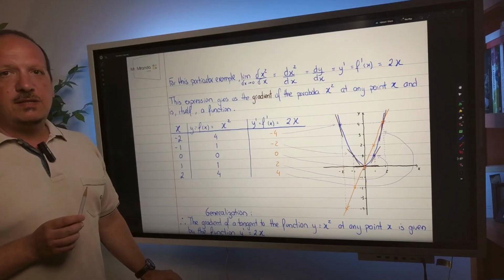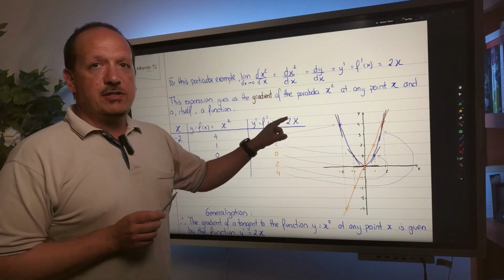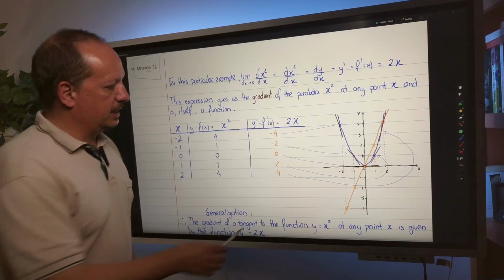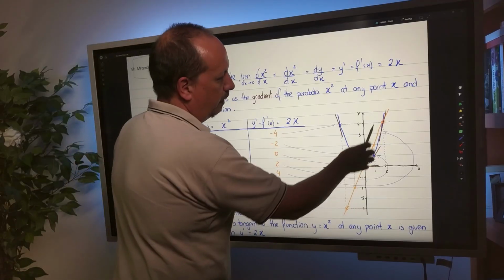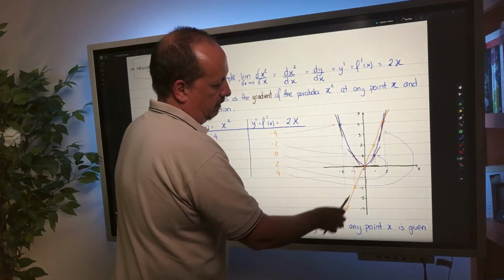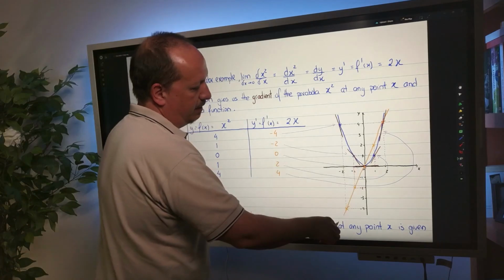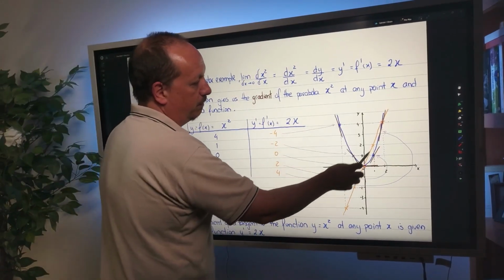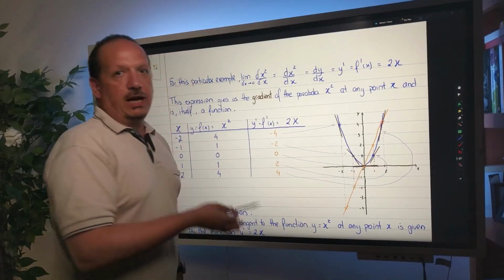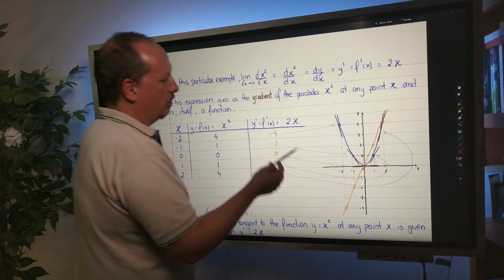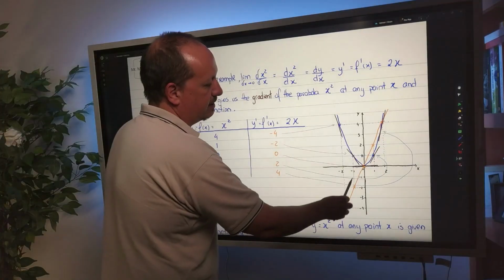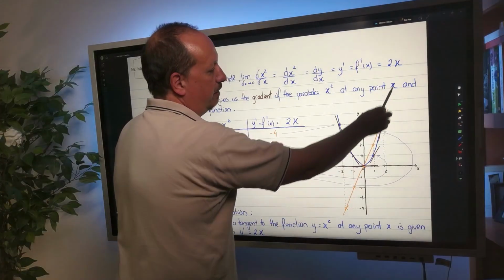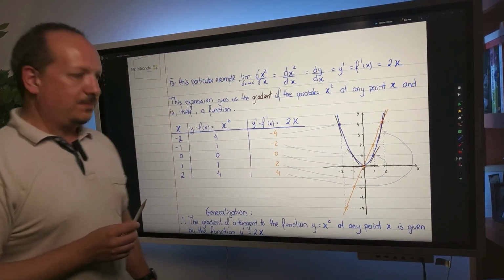This is what it means. And this itself is a function, 2x, represented here by this yellow-orange line, okay? You have the original function in blue, the x squared, and you have the second function, the function of the derivatives, which is this straight line over here in yellow. Make sense?